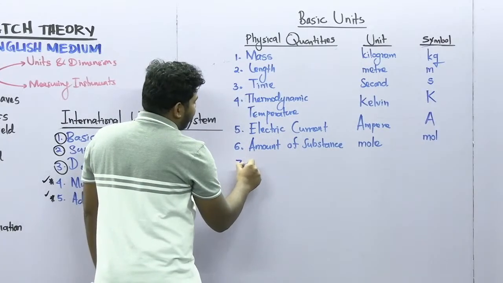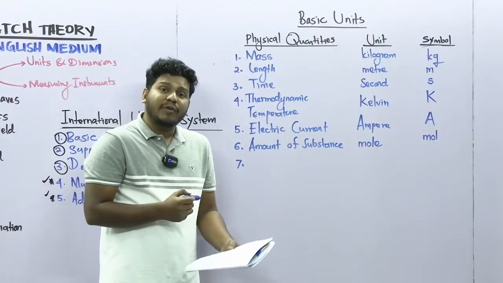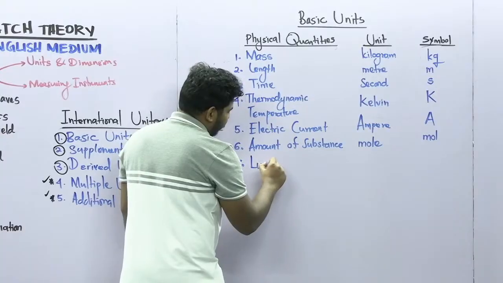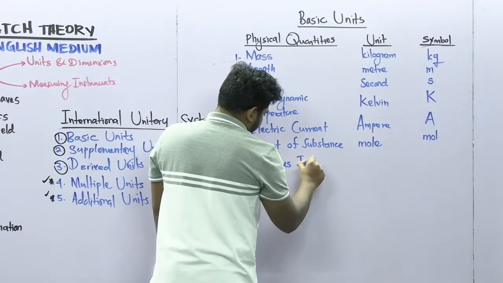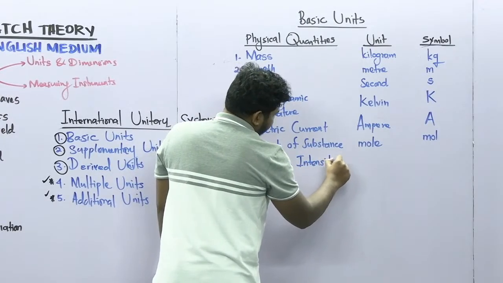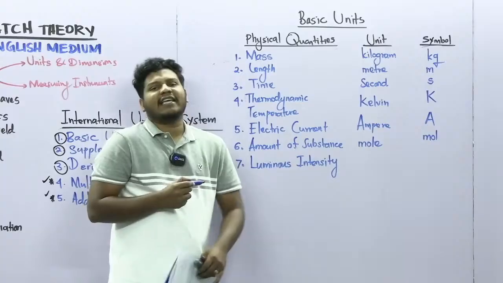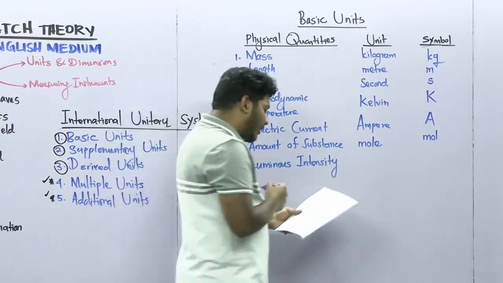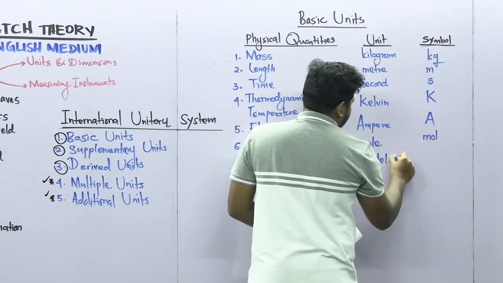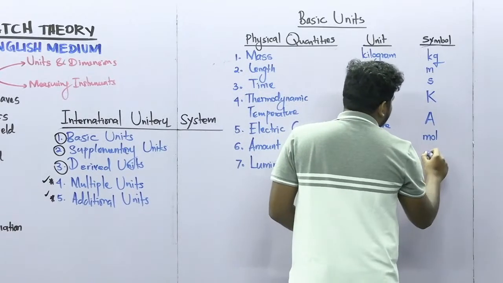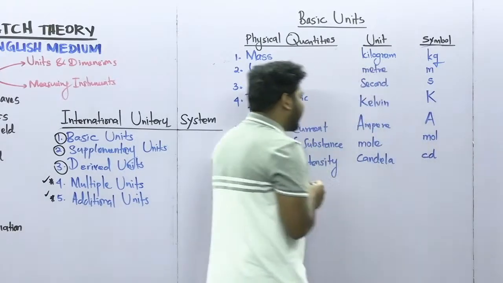The seventh one is luminous intensity. The unit for the luminous intensity here is candela, C-A-N-D-E-L-A. Candela. The symbol is small c, small d.